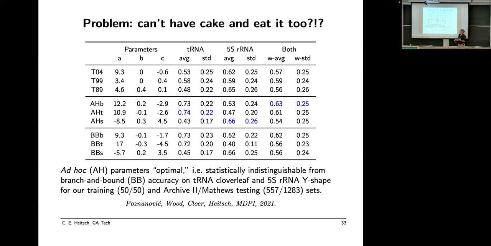The conundrum was that the parameters lie in very different places. The best parameters here for tRNA have a positive initiation penalty, but I'm actually getting a bonus for every branch that I have, whereas the 5S ones are reversed. I'm actually getting a bonus as an initiation, quote unquote, penalty, but now I'm paying a penalty for every branching one. So the geometry is quite different here.